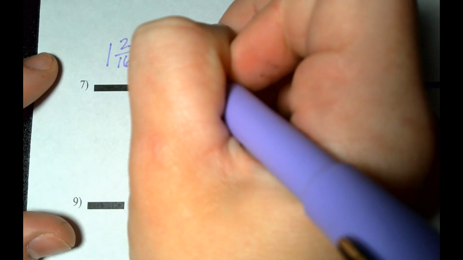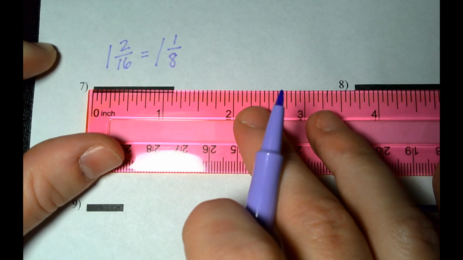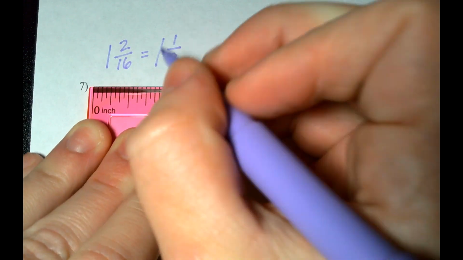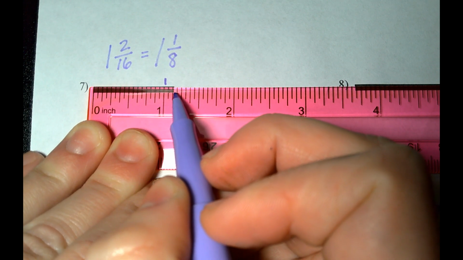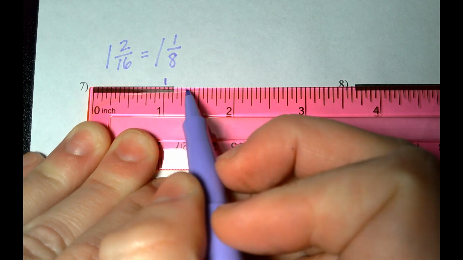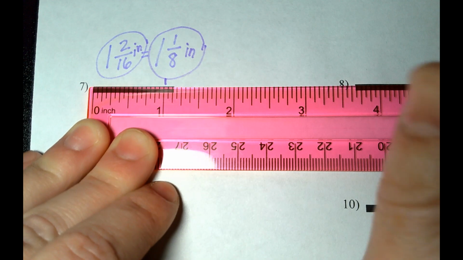What did we get for 7? 1 and 2/16. Can that be simplified? 1 and 1/8. Did anyone get anything different? No? Let's see. Okay, so I have 1 inch right here, and then I'm going over 2 spaces, 1 and 2/16. That is correct. And the simplified would be 1 and 1/8. Very good.